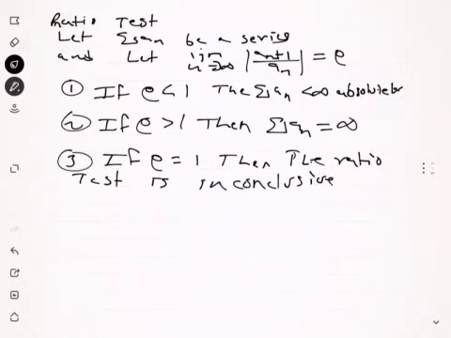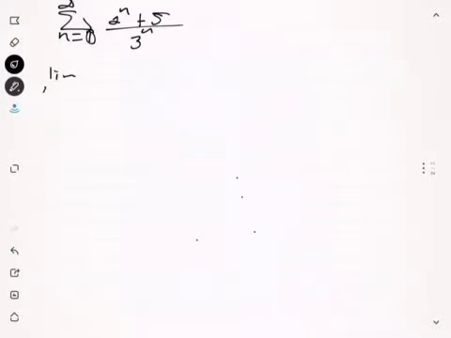Alright, let's apply the ratio test to the following examples. Suppose I wanted to find out if this series converges. So we have the sum as n goes from, actually it goes from 0 to infinity, of 2 to the n plus 5 divided by 3 to the n. We're going to apply the ratio test. We're going to find the limit as n approaches infinity of a sub n plus 1 divided by a sub n, and as the value.